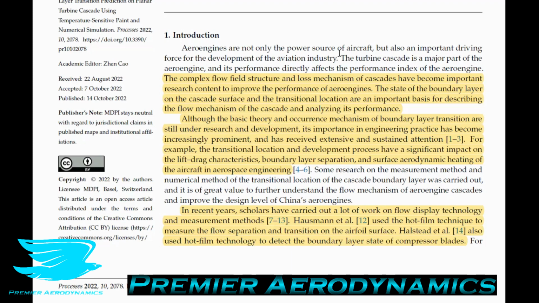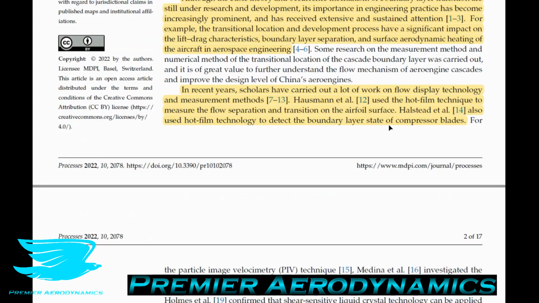So that's all true. In recent years, scholars have carried out a lot of work on flow display technology and measurement methods. So for example, a bunch of researchers use the hot film technique to measure the flow separation and transition on the airfoil surface. So hot film is very similar to hot wire, except it's just a little bit thicker. It's like a film instead of a wire, as the name would suggest.